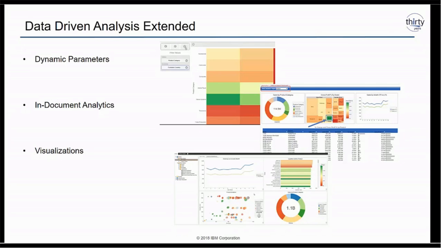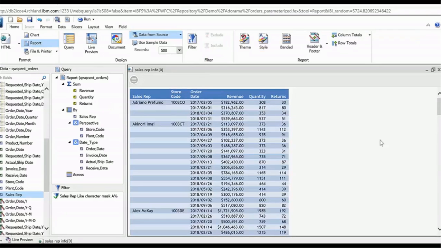But a quick look at what dynamic parameters means. So here's a fairly simple report. It's got 6 columns: sales rep, store code, order date, revenue, quantity, and returns. I am looking at this through InfoAssist, and I wanted to bring up InfoAssist to just show you how we set up these dynamic parameters. But the fixed columns in this report are sales rep and then our 3 measurements.